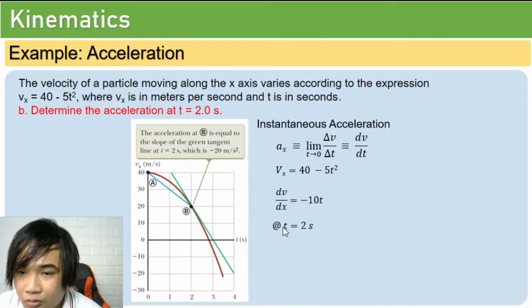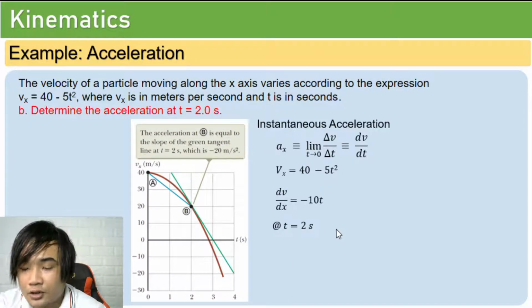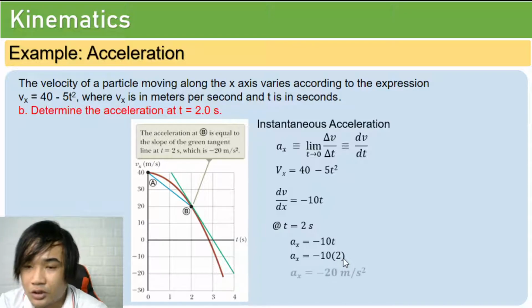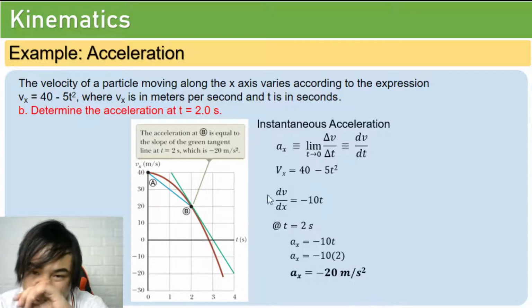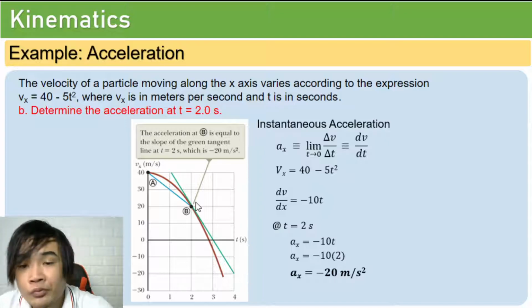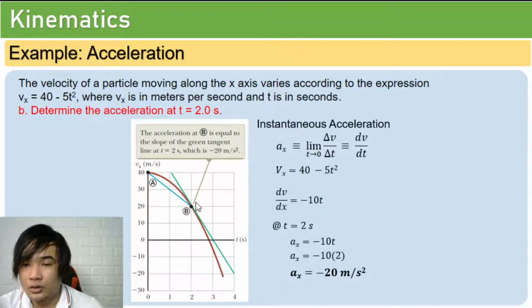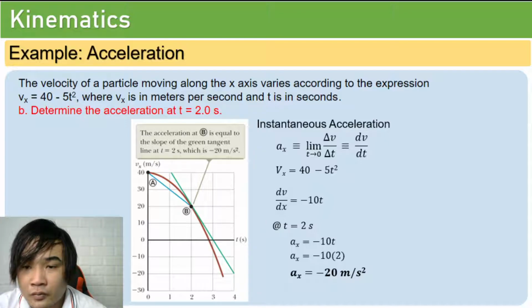So the time is 2 seconds. Ax is equal to negative 10t, negative 10 times 2. That is negative 20 meters per second squared. So at this point, its acceleration is negative 20, meaning it is decelerating.